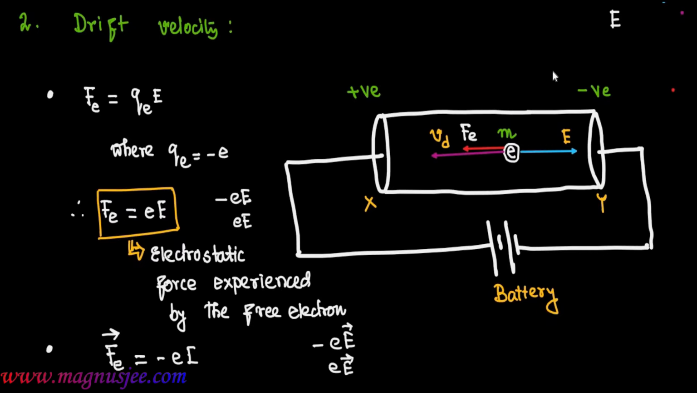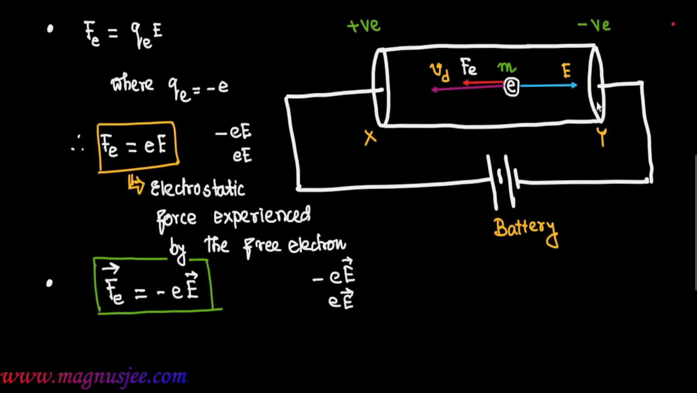It should be minus e vector E, because electric field intensity acts towards right, and this electrostatic force experienced by the free electron acts towards left. That's why the electrostatic force Fe and electric field intensity vector E are opposite to each other, and hence vector Fe equals minus e vector E.